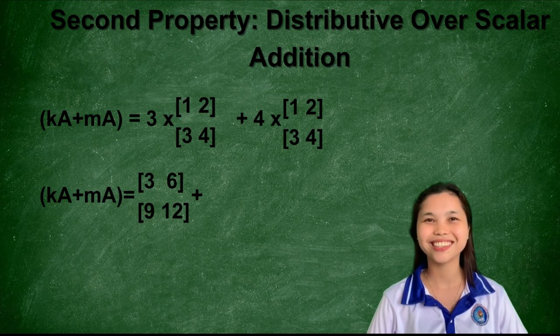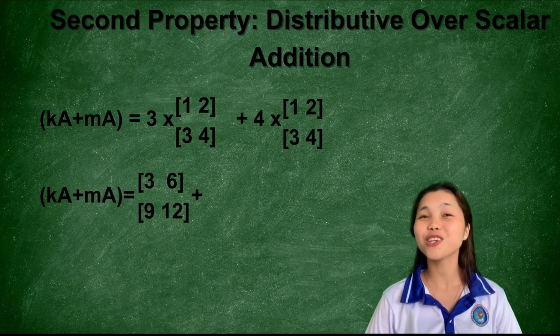Very good. The same goes with another entry. 3 times 2 is equal to 6. Then, for the second row, 3 times 3 is equal to 9. Same goes with the other one, 3 times 4 is equal to 12. Now, we have a first matrix containing entries 3, 6, 9, and 12.